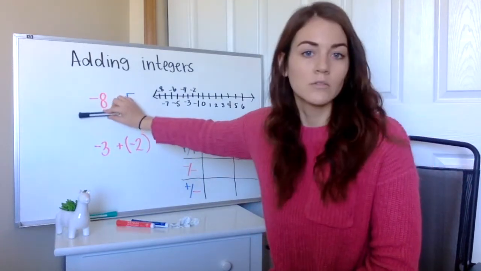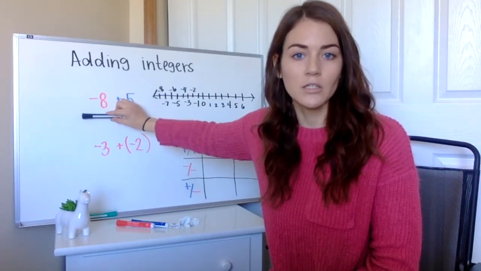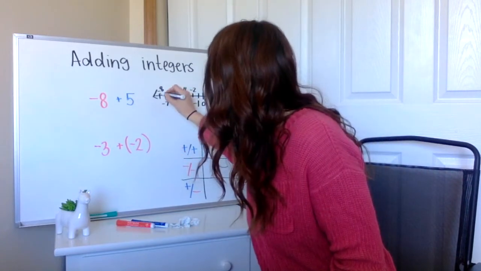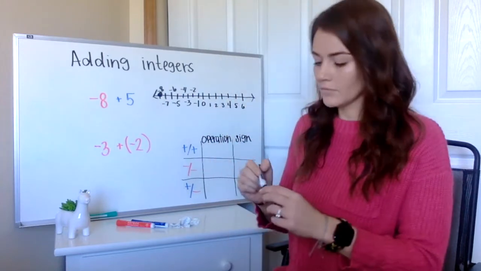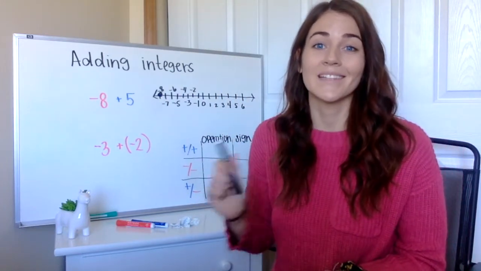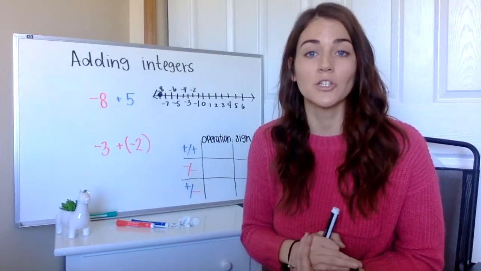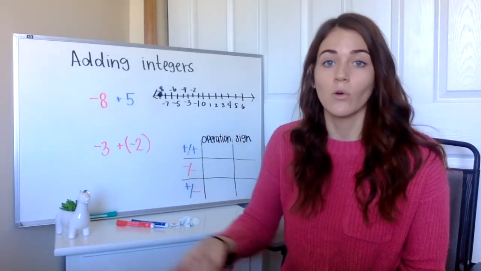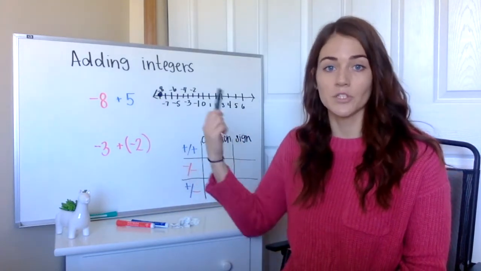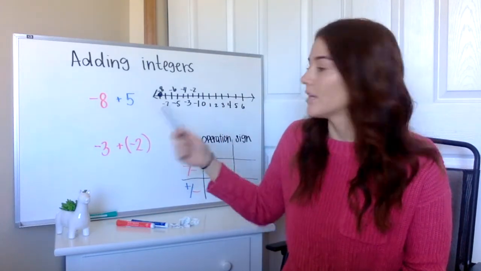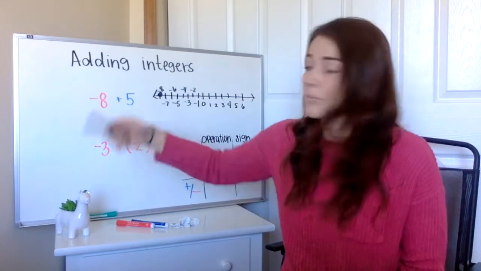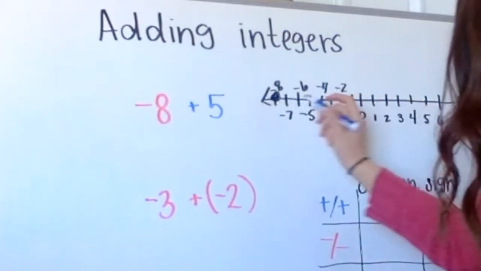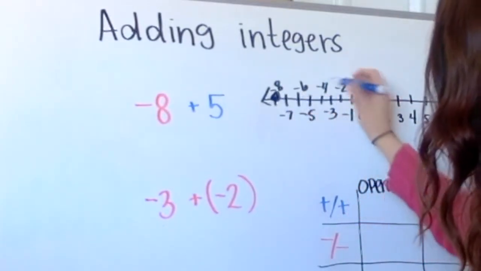We're always going to start where our first number is. We're going to start on our number line at -8. So -8 is way down here. The second number and the second sign is going to tell you which direction to go and how many spots you should go. We have +5, so we're going to go to the right, because our positive numbers are to the right. We're going to go to the right 5. If this would have been plus a -5, our negative numbers are to the left, so we would have gone to the left 5. But we have +5, so we're going to go 1, 2, 3, 4, 5.